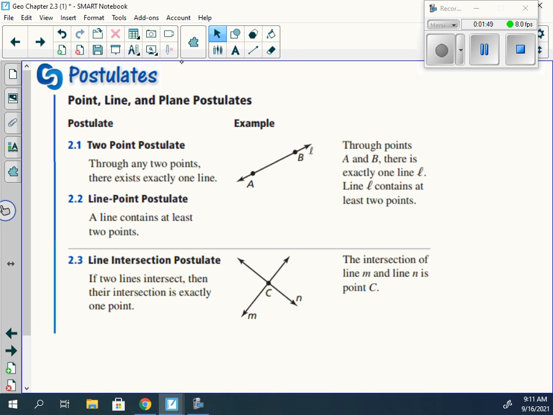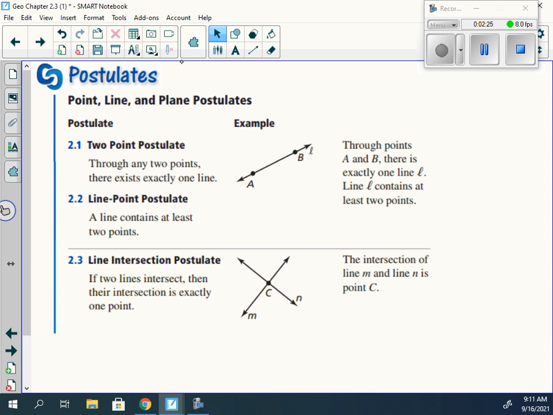That's the two-point postulate. The line point postulate states that a line contains at least 2 points. So if I have a line, I know that there's at least 2 points on that line. So they kind of go back and forth with each other. Because if I have 2 points, then I can draw a line through those 2 points. If I'm given a line, then there's at least 2 points on that line. Through points A and B, there is exactly one line L. Line L contains at least 2 points. That is utilizing those postulates.